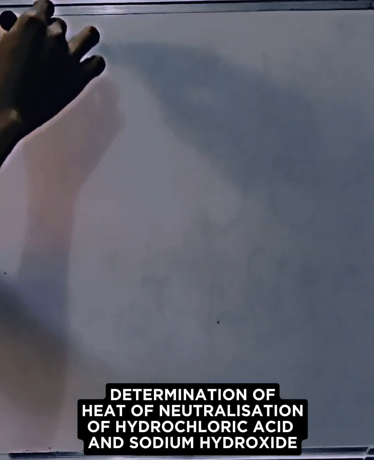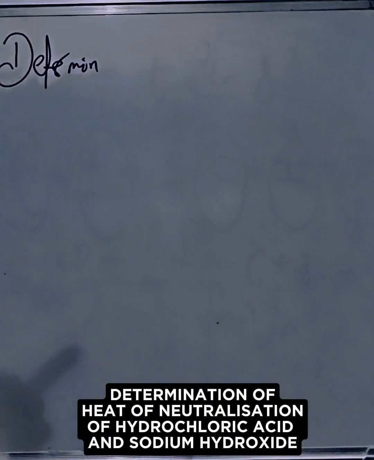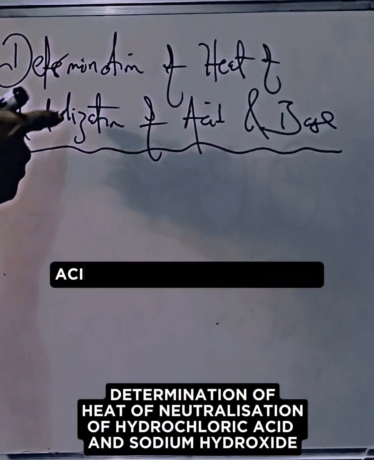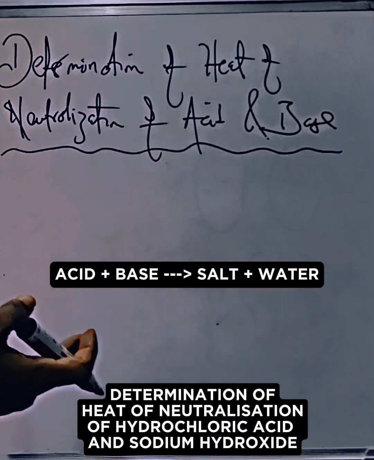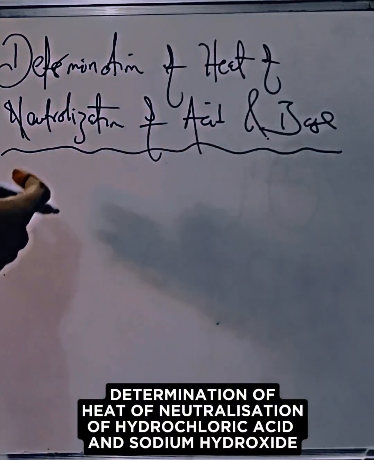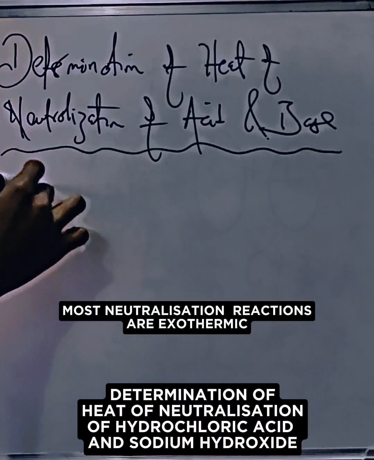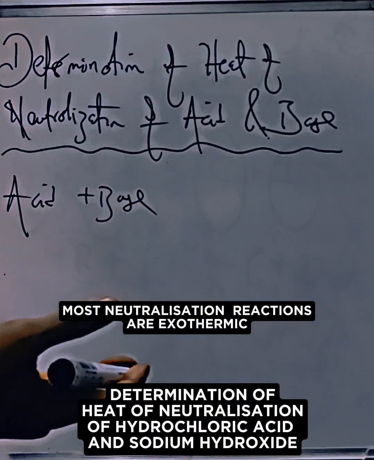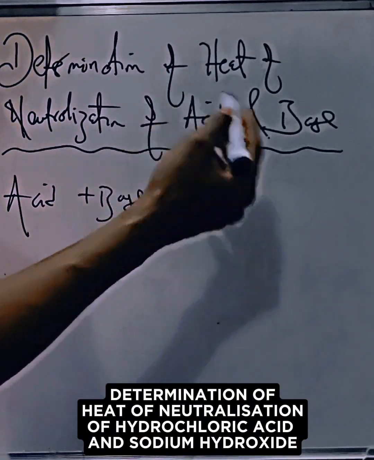The title of this experiment is determination of heat of neutralization of acid and base. So neutralization is just a reaction between an acid and a base to form salt and water. We already know that. And heat is a form of energy. Usually the reaction between an acid and a base is exothermic, in the sense that heat is always released outside the system, that's into the surrounding.